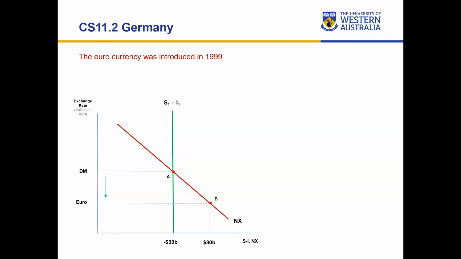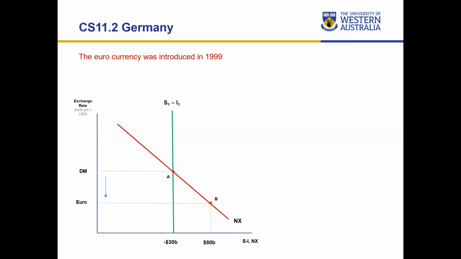So the Deutschmark, before the euro, represented the economic health of Germany. So what does the euro represent? Well, it must then represent the average economic health or strength of all of the countries that have adopted the euro.